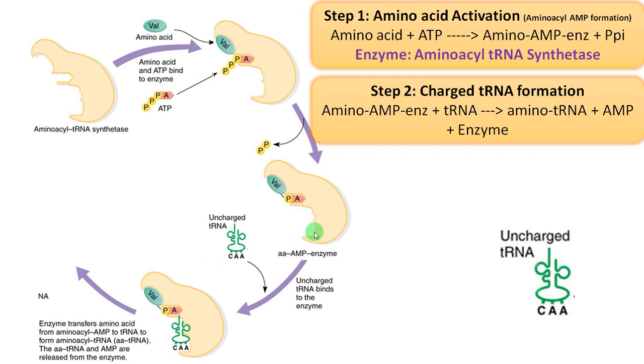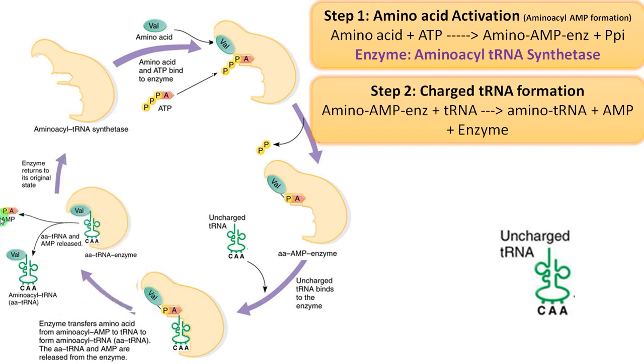So an uncharged tRNA binds to the active site of the enzyme. Now this enzyme transfers this amino acid from aminoacyl AMP, forming aminoacyl tRNA. So in the next step, AMP is released, and charged tRNA, or tRNA with its corresponding amino acid, is also released. This process of joining tRNA with its specific amino acid is called tRNA charging.